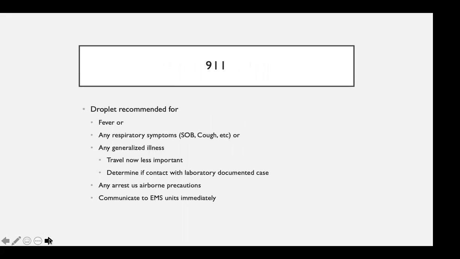So again, 911 is recommending droplet precautions for fever, any respiratory symptoms, cough, shortness of breath, respiratory distress, and any generalized illness. Travel's probably less important. I would still ask, but it's probably less important now. And I would still ask if they have contact with a known documented case. Any place to travel to that we're particularly concerned with now? Well, I think that any major metropolitan area, to be honest, is probably a risk factor. But certainly, areas like New York, Maryland, Florida.